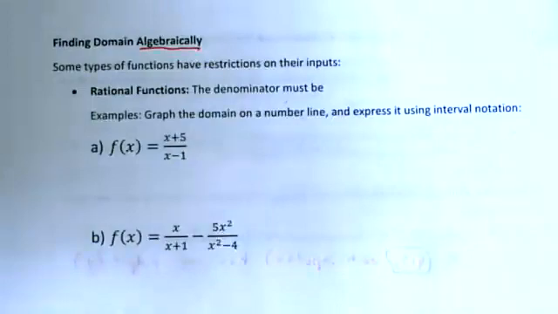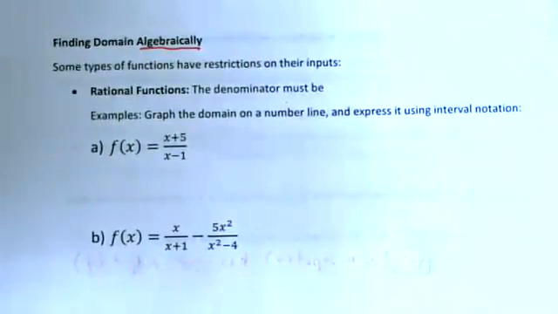So when we're talking about domain algebraically, what we're going to focus on are things that could cause problems for us in a function. There are certain rules in math that you guys have learned over the years, especially rules that deal with fractions and radicals. What's the big rule for fractions? What's not allowed when you're dealing with fractions? 0. You can't have 0 where?